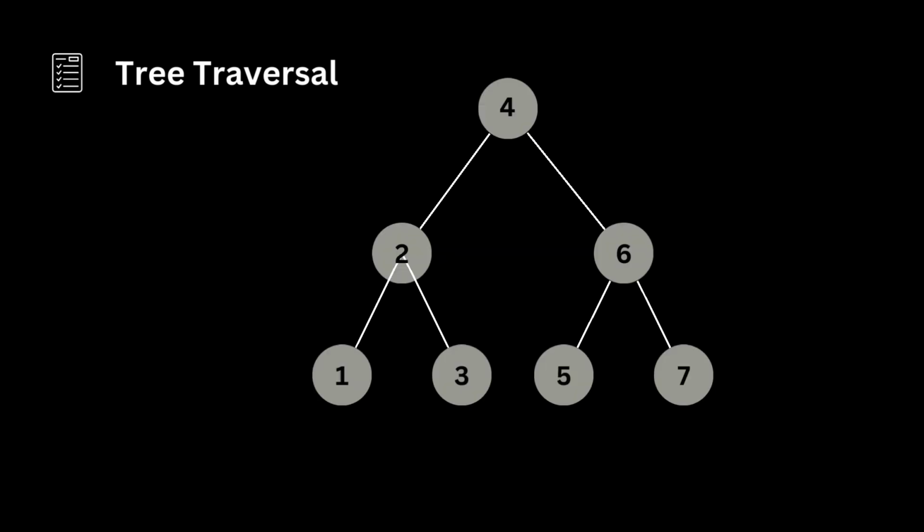Let us understand this with an example tree. As we already know, in post-order traversal, first it will visit the left subtree, then the right subtree, then the root node. So here the left subtree gives 1, 3, 2, then the right subtree gives 5, 7, 6, then the root node, that is 4.